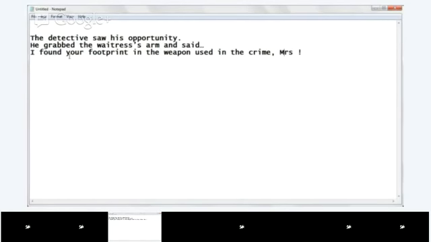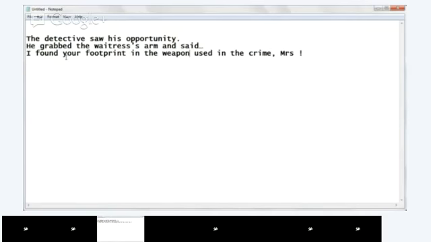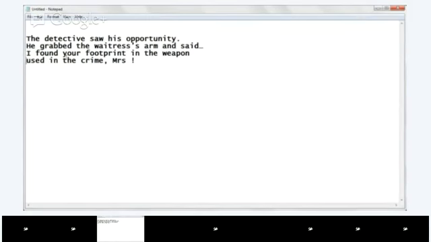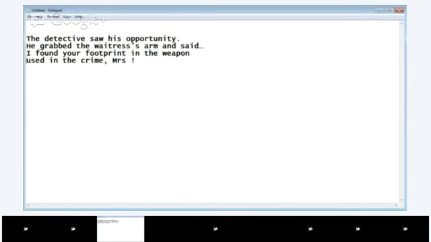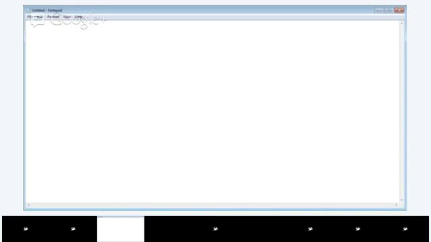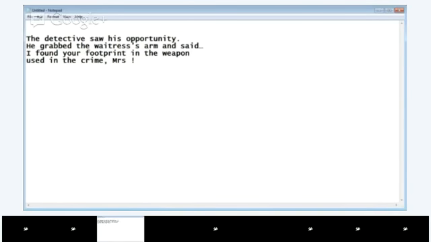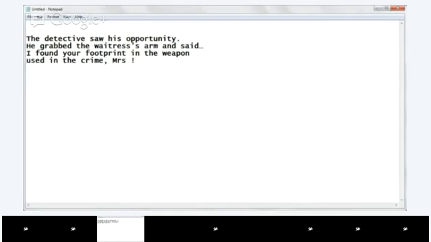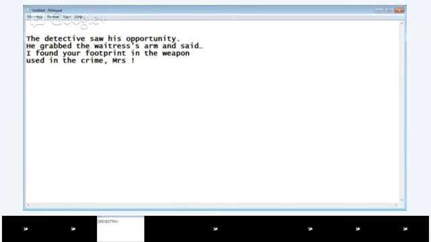Now, what do you think there, everybody? Is that a good sentence? I found your footprint in the weapon. I can find a bullet in the weapon, maybe, or I can find something in the weapon, but can we find a footprint in a weapon? What do you think? Bilal, what do you think about that? I'm not so sure. Yes, I think that we can found.